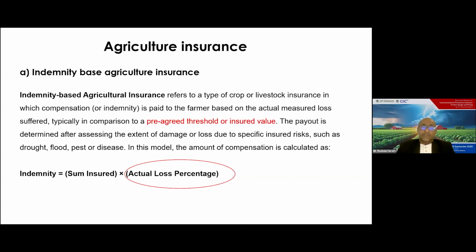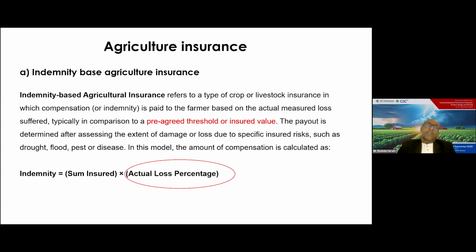So in agriculture insurance, there are insurances under indemnity as well. What is indemnity? Indemnity means indemnifying the losses, right? How do we indemnify the losses? We have to measure the actual losses. There are some pros and cons in actual loss assessment, but you have to give more effort on assessing loss and everything. So the actual loss percentage should be determined to predict the loss or calculate the claim.